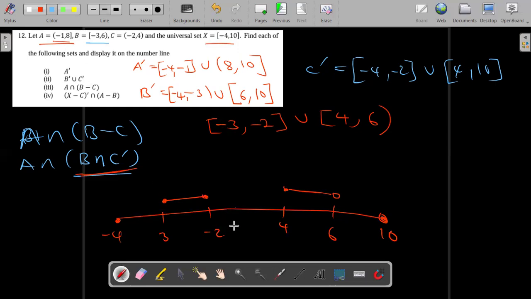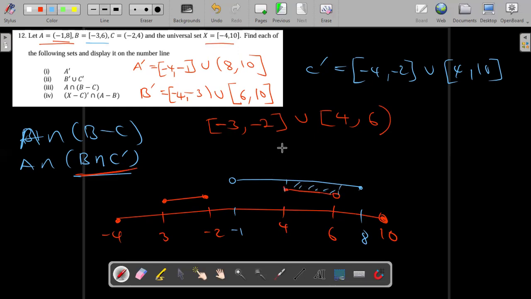So let's say negative 1 is here. That will be from here. It's open at negative 1. Then it's closed at what? At 8. It goes all the way up to 8. So let's say 8 is there. So this is how it is. And they're telling me to intersect this. What do they intersect? So here and there. This part is where they intersect.